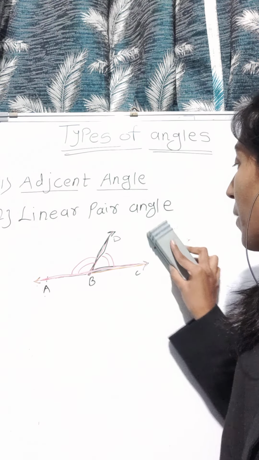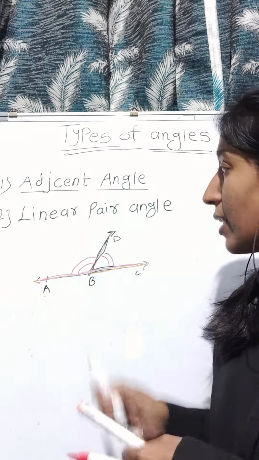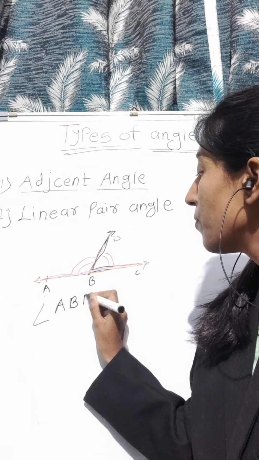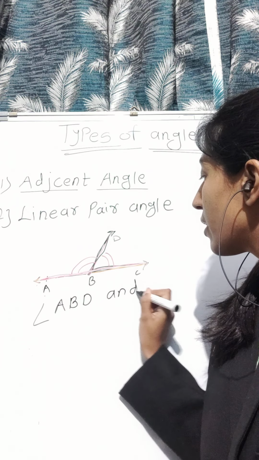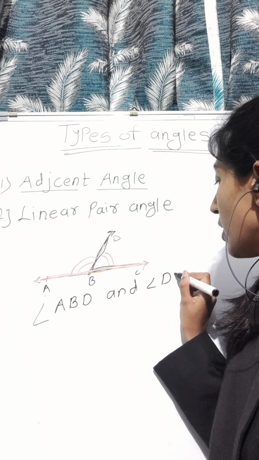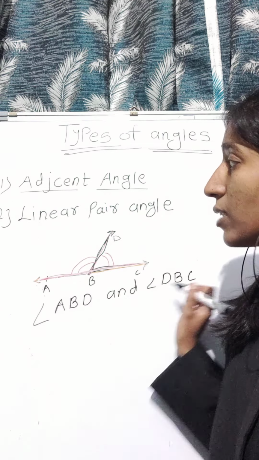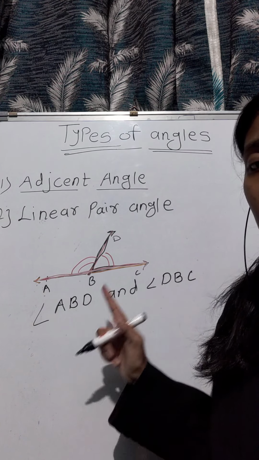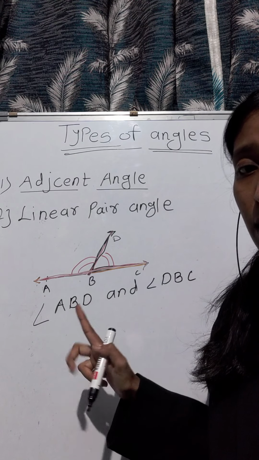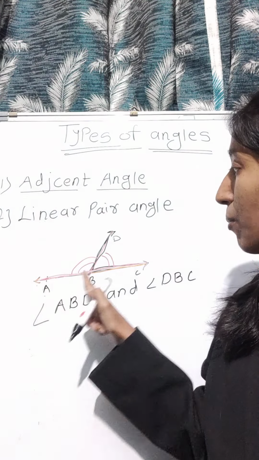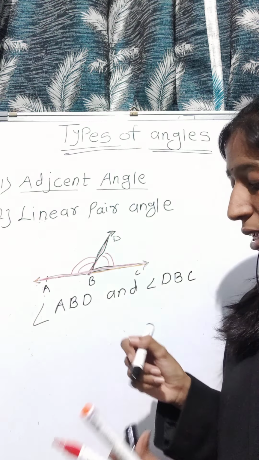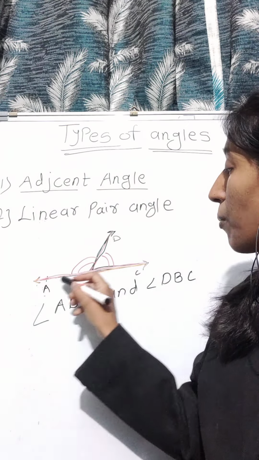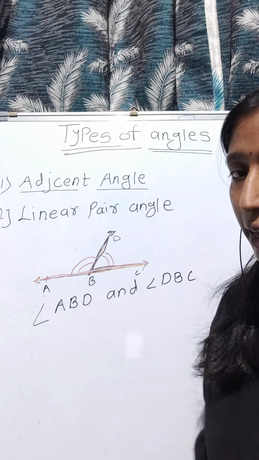So which is the linear pair angle in this figure? In this figure, angle ABD and angle DBC is a linear pair. Only one pair is there. Pair means two angles. So only one pair, that is angle ABD and angle DBC. These are the linear pair angles. Why linear pair? Because the other arms of the angles are forming a straight line.